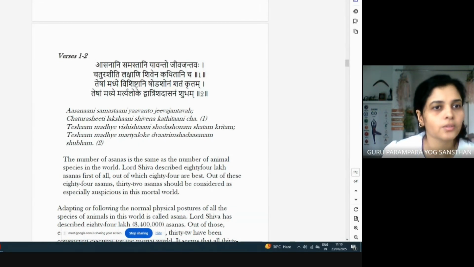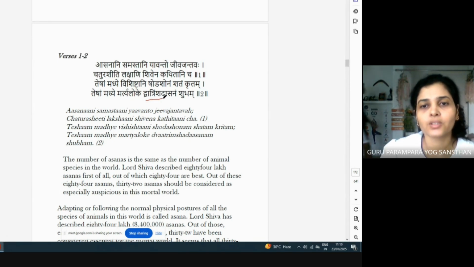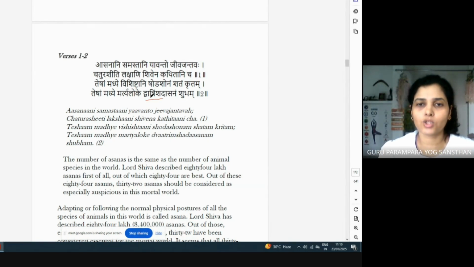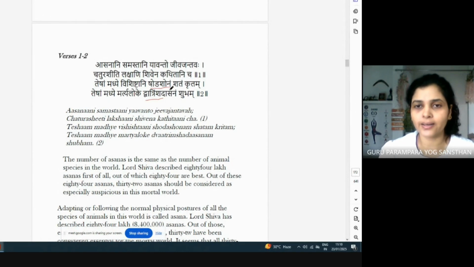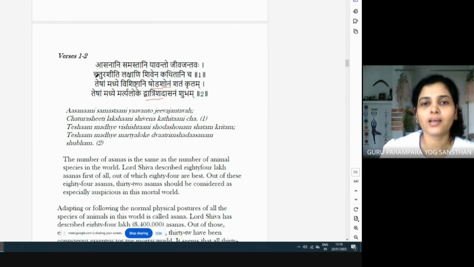Here, this word, Dvatrimsha. Trimsha is 30, Dva is 2. So it becomes 32. Shodashonam. So here they are saying shatam is 100, minus 16. That becomes 84. Shodashonam, 84. And here they are saying Chaturashiti, 84 lakh. So that way they are describing 32, 84, 84 lakh. 84 lakh are the asanas, out of which 84 are important, and 32 are given in Gheranda Samhita.